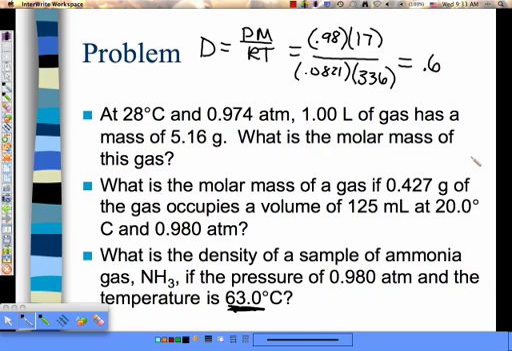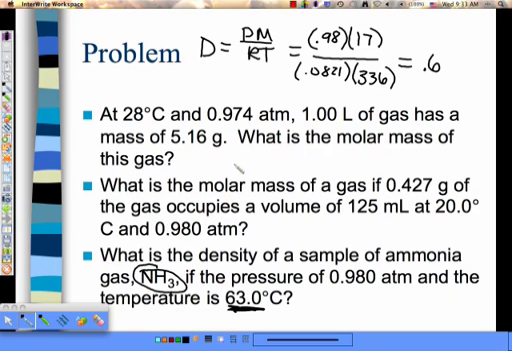Okay, so where'd you get the 17? 17 is the molar mass of NH3, right? Nitrogen is 14, plus 3 hydrogens gives you 17. Right? Nitrogen is 14. Oh, okay, I see.